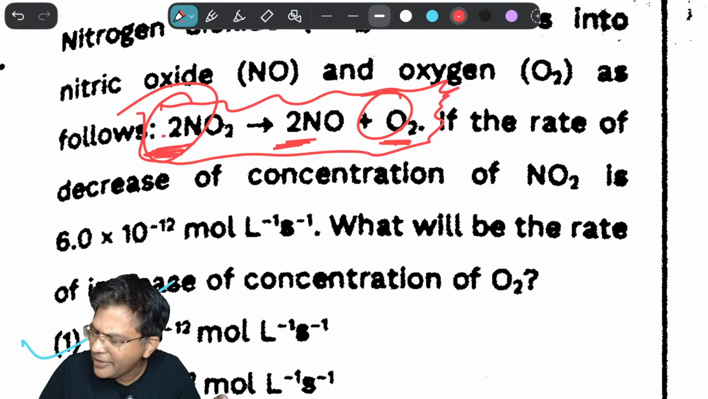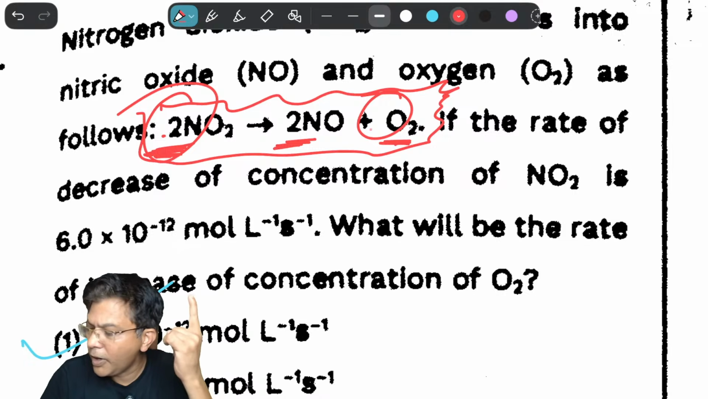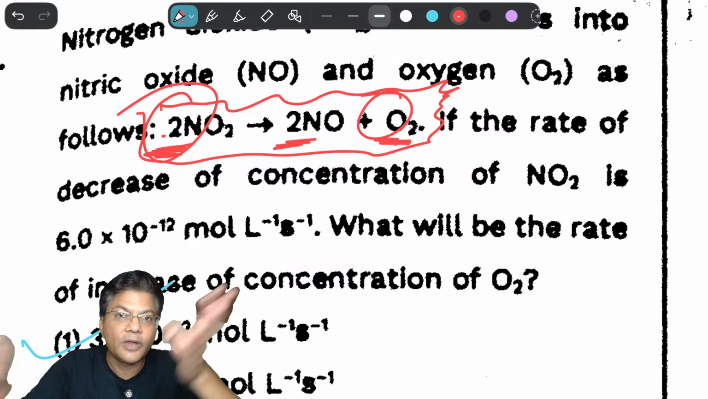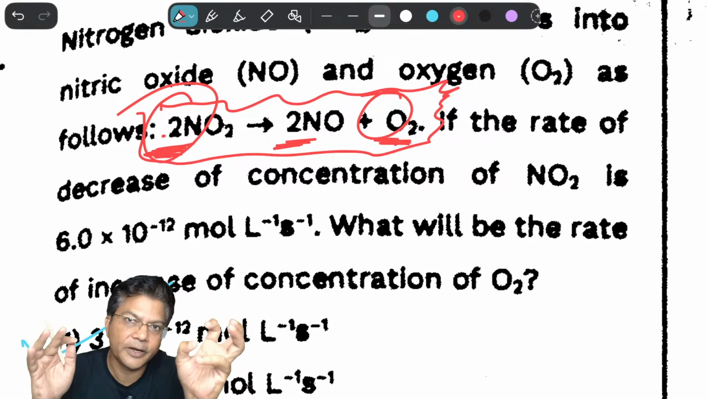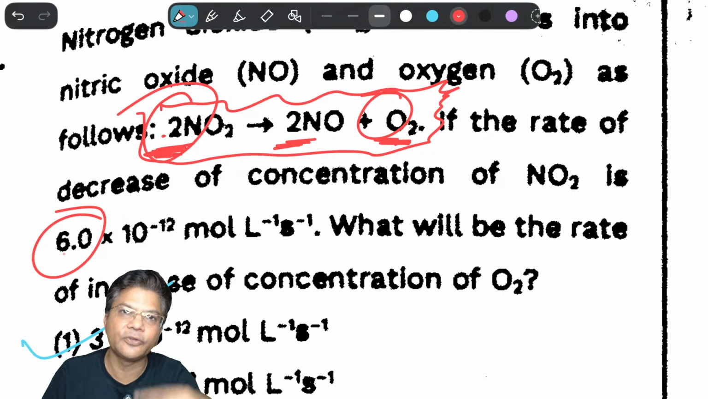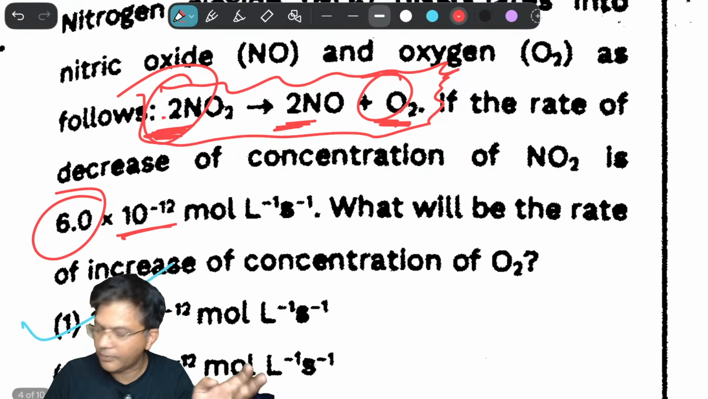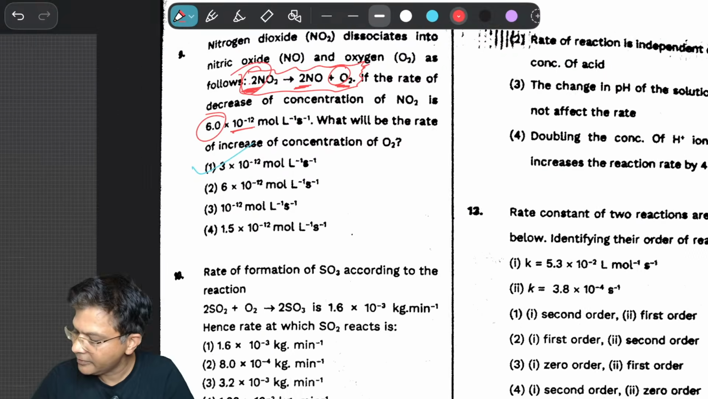Now, are you getting my point? No need to write. Just see, when 2 moles of NO2 are decomposed, 1 mole of O2 is formed. The ratio of O2 is half with respect to NO2. It is given as 6, so half of 6 will be 3. 3 into 10 to the power minus 12. Easy, easy peasy lemon squeezy. Now next question.